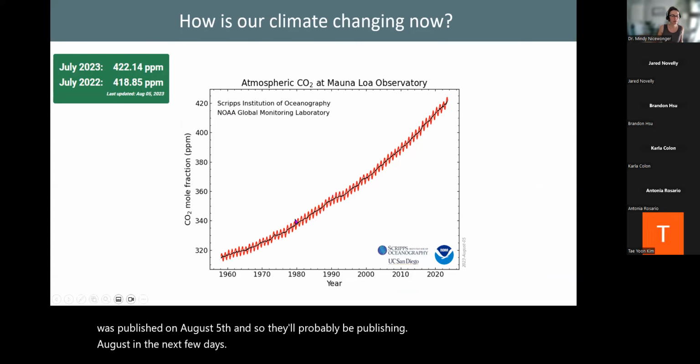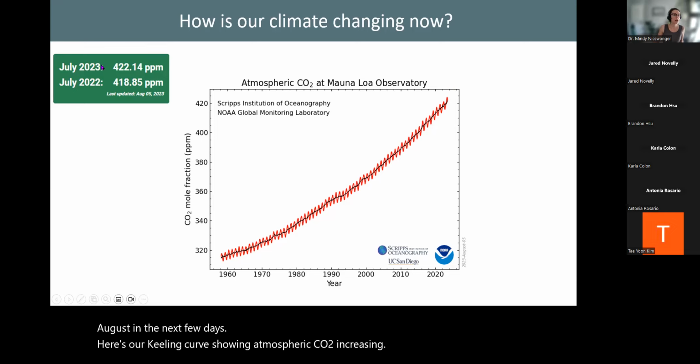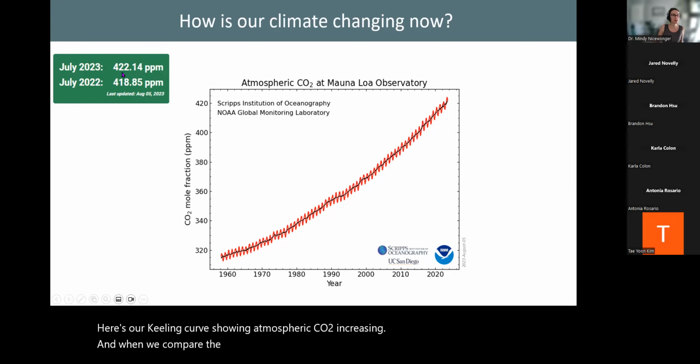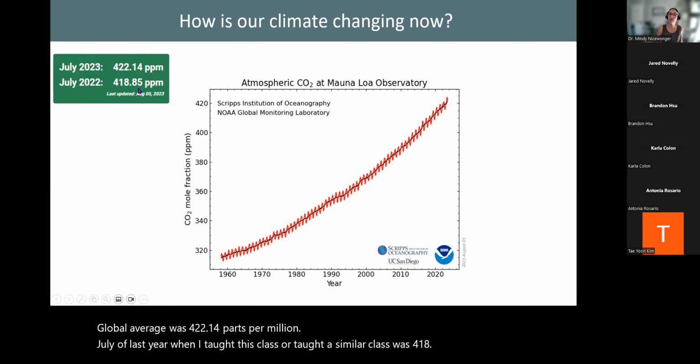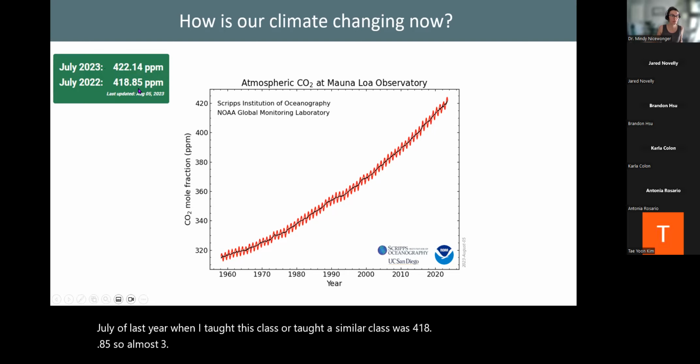Here's our Keeling curve showing atmospheric CO2 increasing. When we compare the years, this year's July global average was 422.14 parts per million. July of last year, when I taught a similar class, was 418.85. So almost 3, yeah, 3 parts per million.